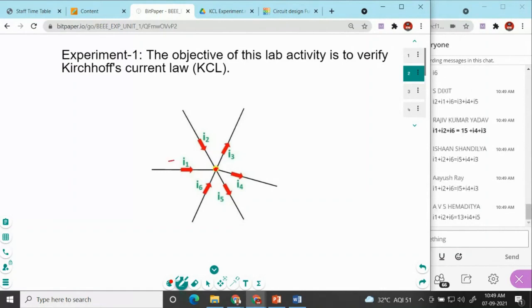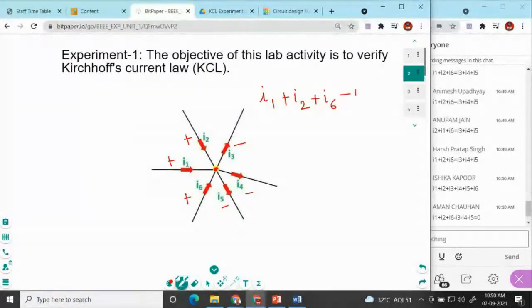Incoming, let's suppose that all the incoming currents are positive and all the outgoing currents are negative. Okay, so how can you write it? You can write I1 plus I2 plus I6 minus I3 minus I4 minus I5 equal to 0.